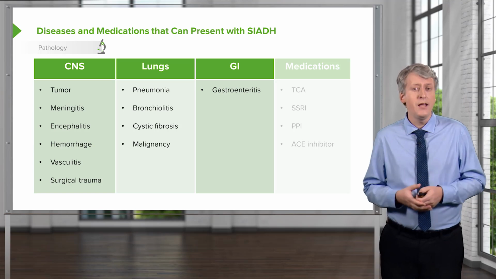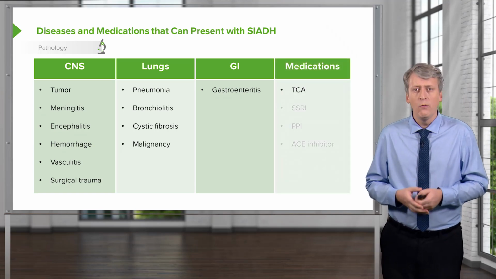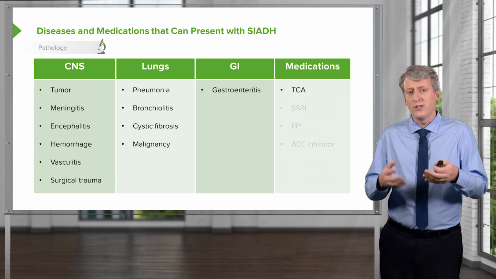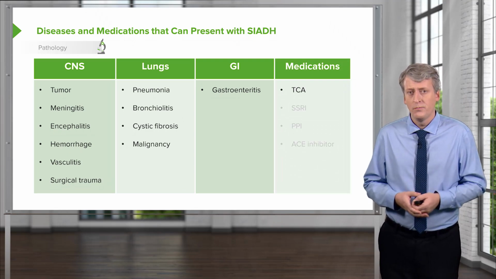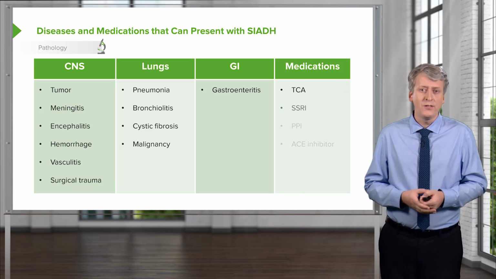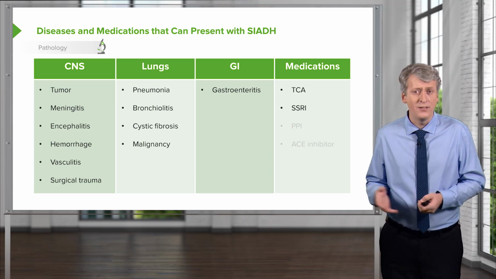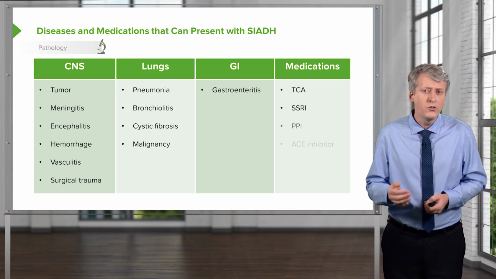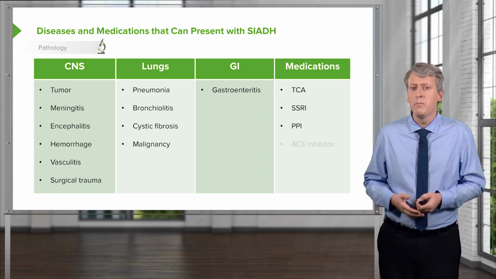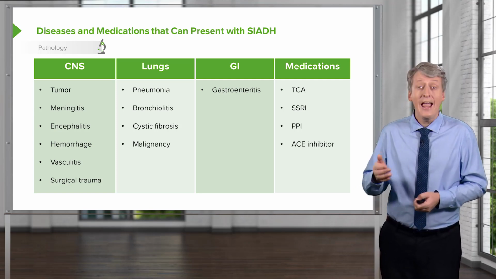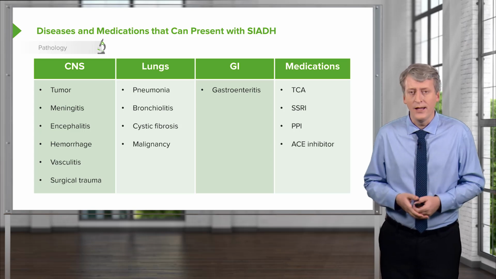Also, certain medications can cause SIADH, and we typically think of some of the psychiatric medications. The tricyclic antidepressants, the serotonin-specific reuptake inhibitors, or SSRIs, but also PPIs, or proton pump inhibitors, as well as ACE inhibitors can cause SIADH.